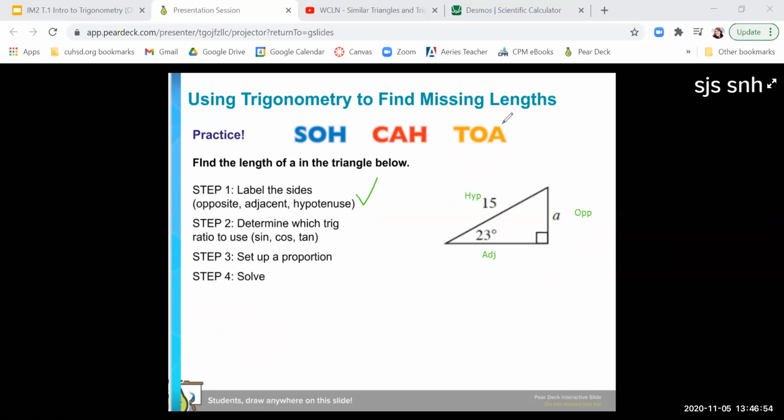Now step two, which trig function? So notice, again, we have the hypotenuse is 15. We have the opposite, or we want the opposite, which is A. So that means we're not going to use adjacent. So we're going to use sine again, opposite over hypotenuse. And that's how we set it up. So sine 23 degrees is equal to opposite over hypotenuse. Same process.